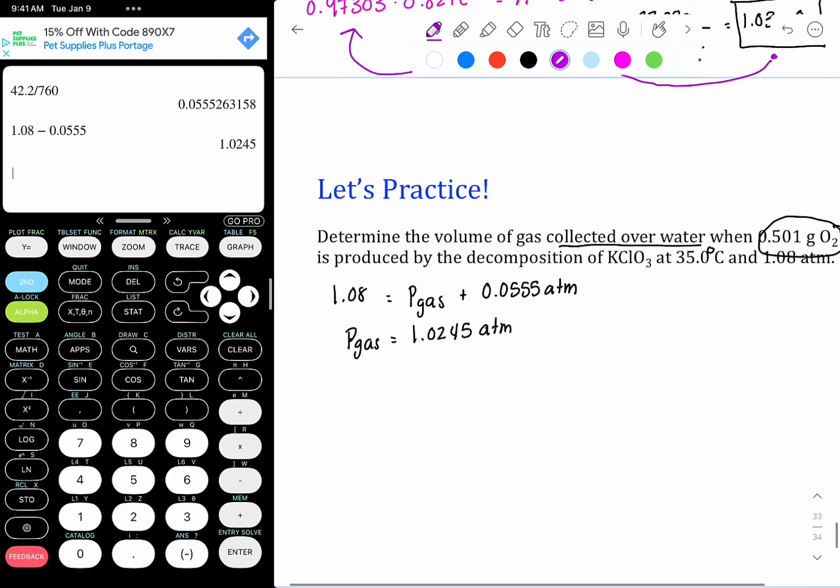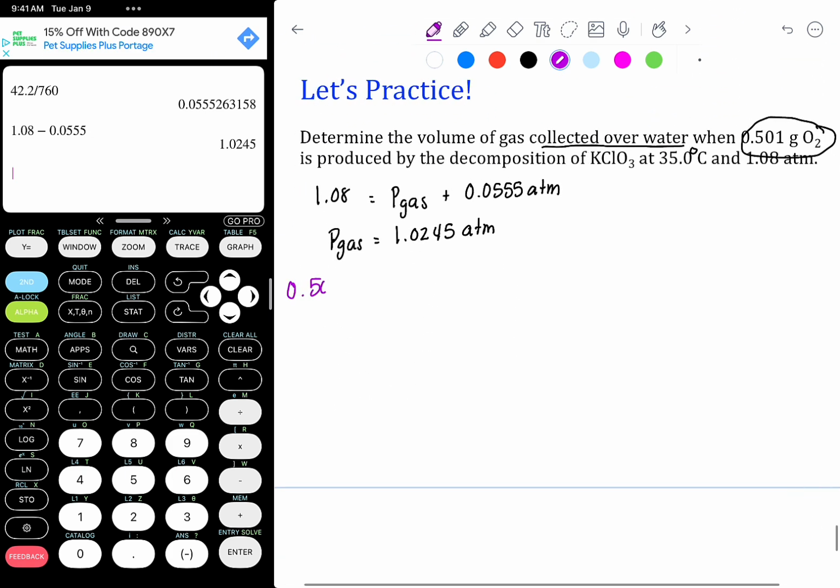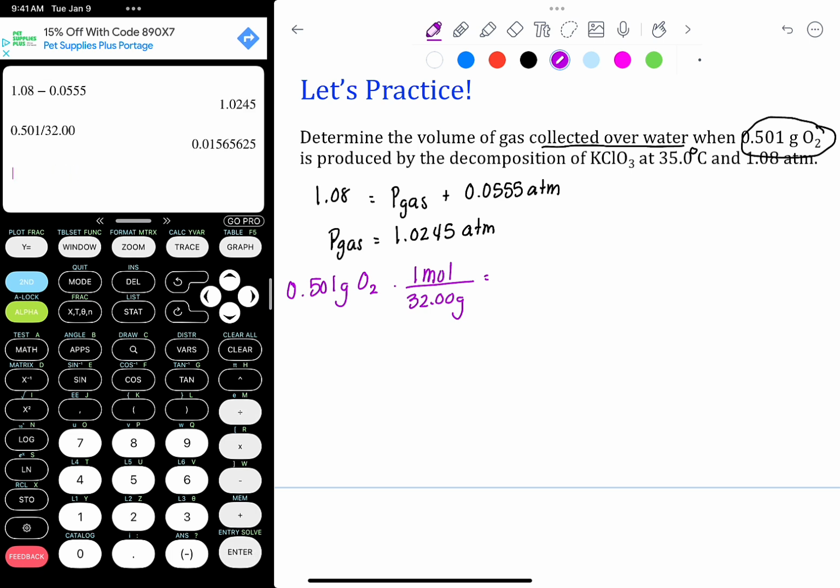So let's do that. We have 0.501 grams of oxygen, which we are going to divide by 32, so grams cancel and we're left with moles. So we get 0.01565 moles of O2.